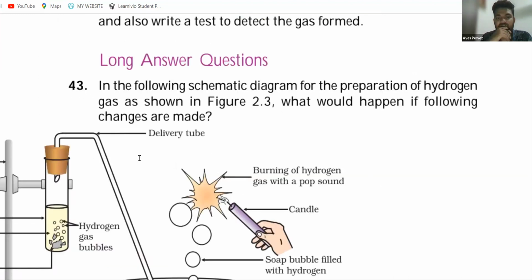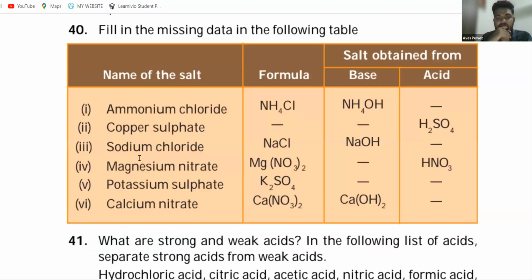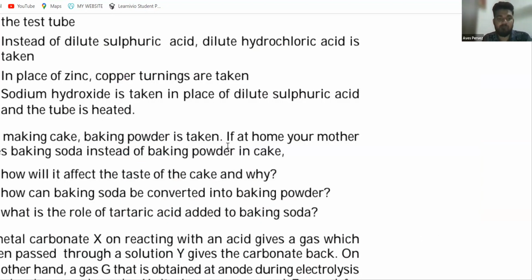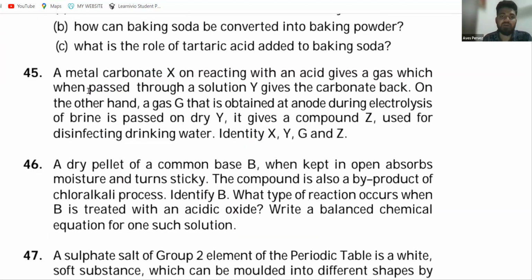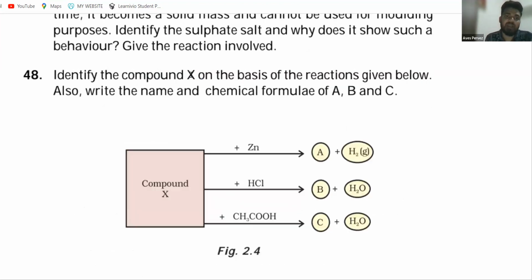Strong acids and weak acids. Okay, do this question. Identify the compound X on the basis of the reaction given below and write the name of the compounds. Can you tell me? We have done this one in the previous class. So which one is correct?